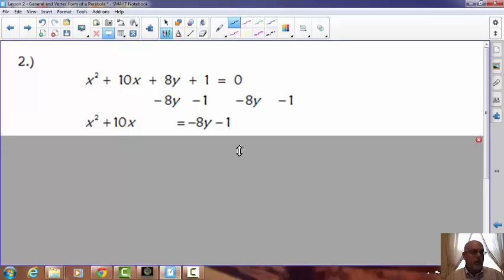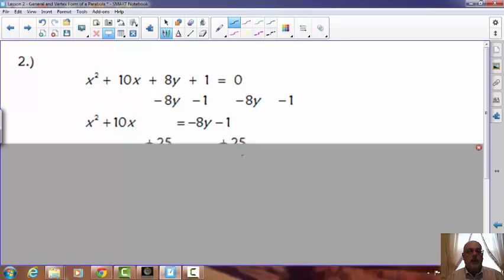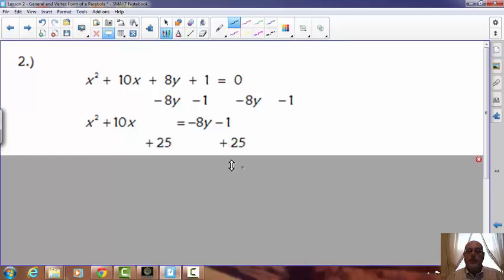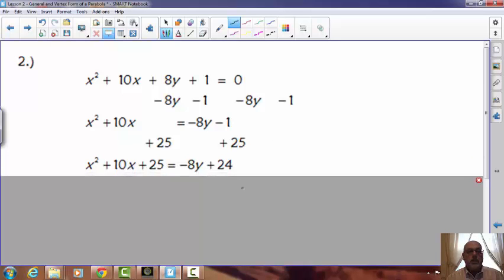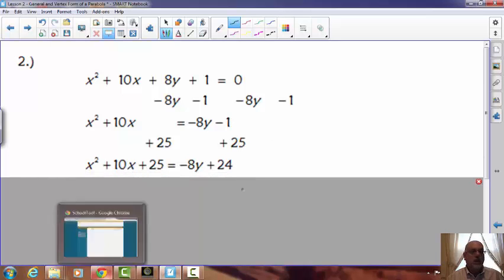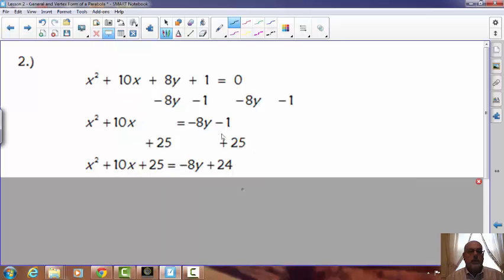Now we have to figure out what we need to complete the square here. 10 divided by 2 is 5, 5 squared is 25. So we'll add 25 to both sides. So we have x squared plus 10x plus 25 equals negative 8y plus 24.